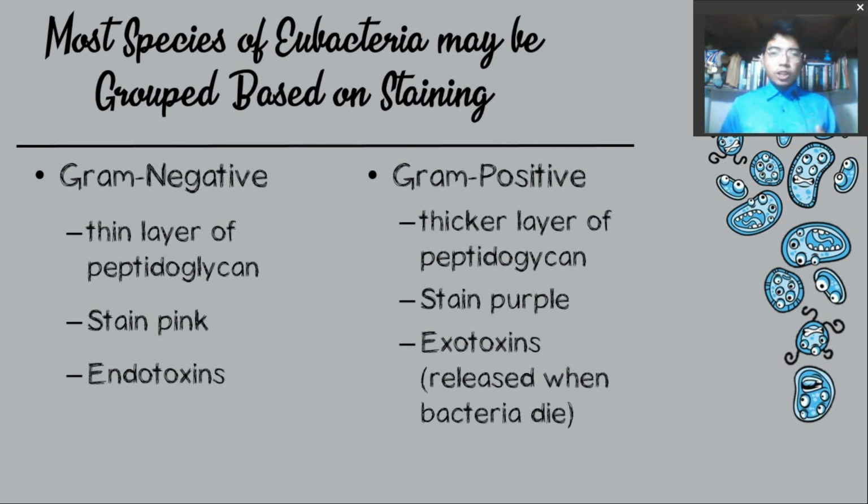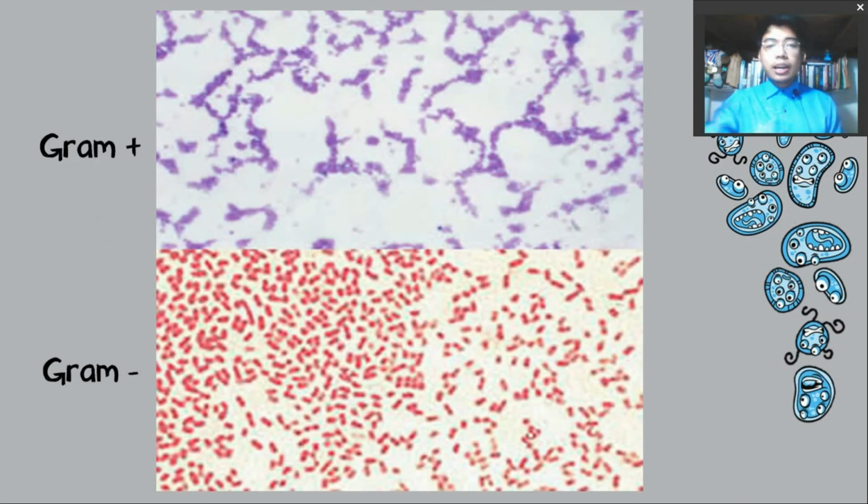Now, when it comes to gram staining, what is the reason why gram-negative bacteria are stained pink while gram-positive bacteria are stained purple? Gram-positive bacteria are stained purple because of the presence of the dye known as crystal violet. Crystal violet is the dye used to stain gram-positive bacteria violet or purple.